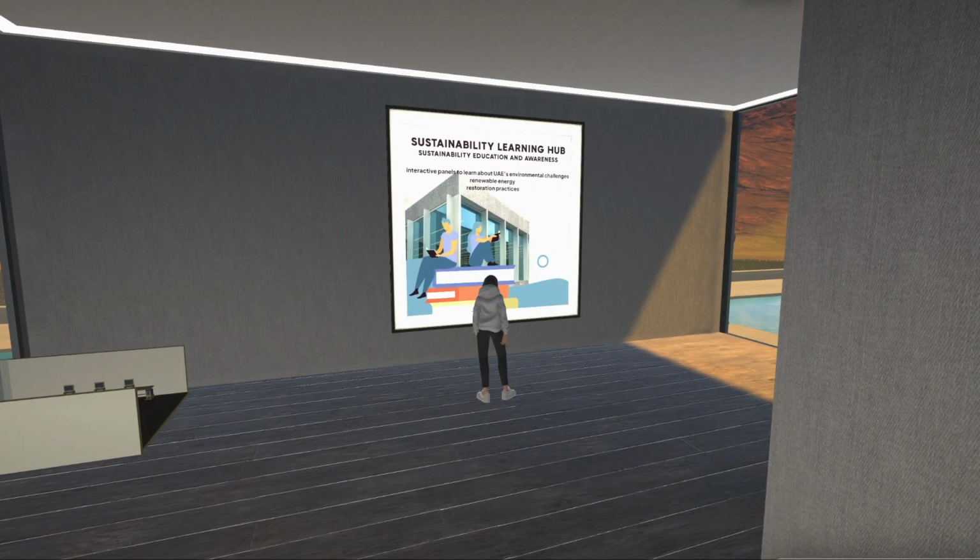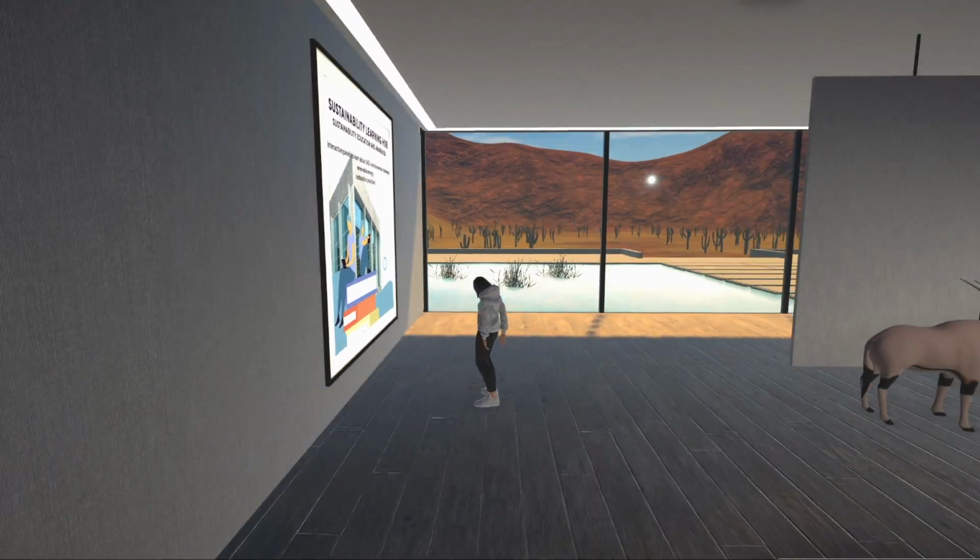Next, we have the Sustainability Learning Hub, which is the educational heart of the Oasis. Visitors can explore how renewable energy, fog harvesting, and soil regeneration work together by using interactive panels to learn about the UAE's environmental challenges. It connects people directly with sustainability in action, promoting environmental awareness and lifelong learning.